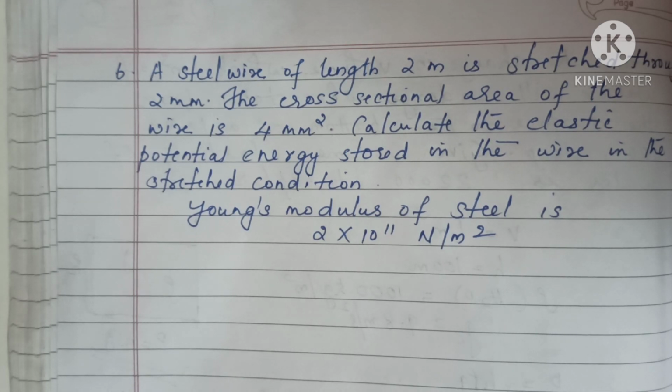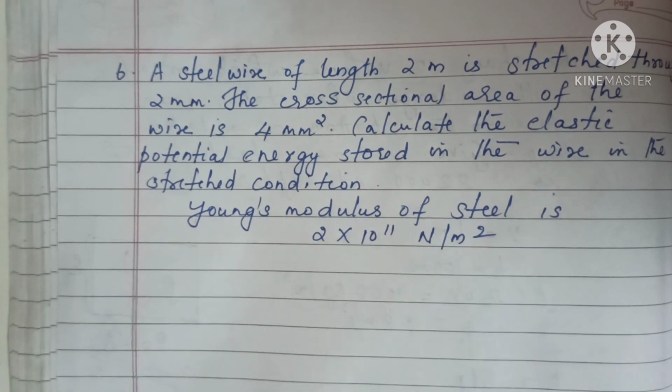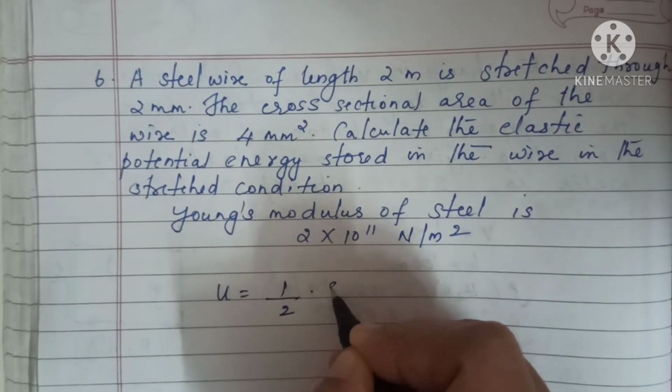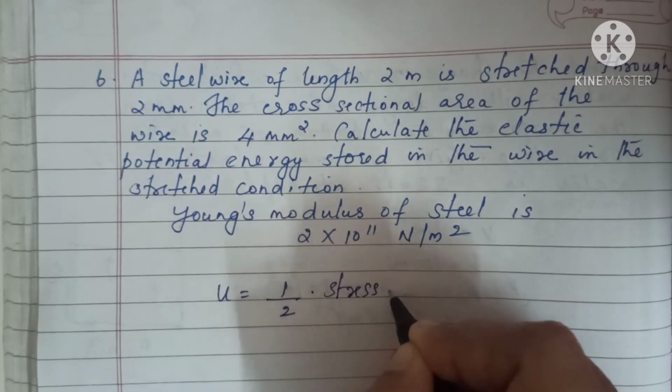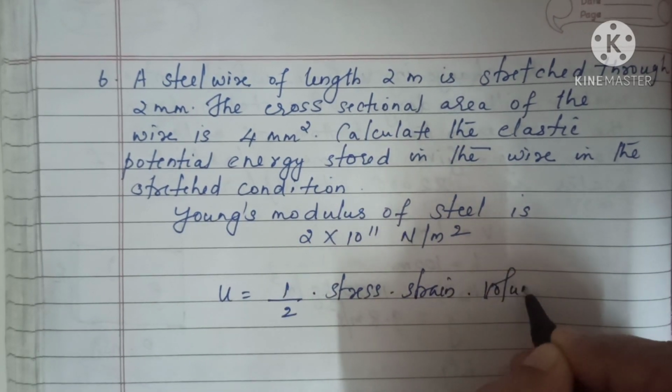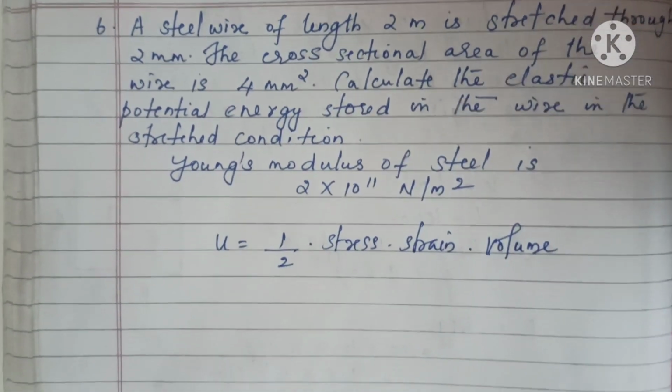And elastic potential energy, you will study the expressions in your coming chapters, but here we are expressing it in terms of stress and strain. So the elastic potential energy, you know the expression, that is U equal to half into stress into strain into volume. So this is the expression, right?